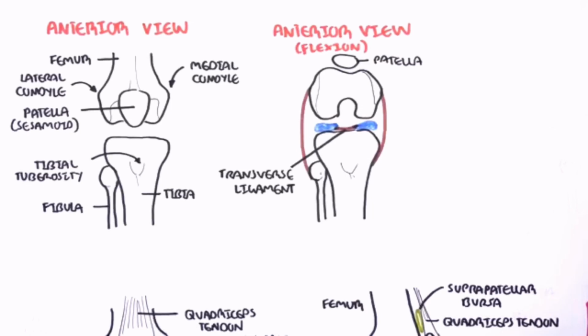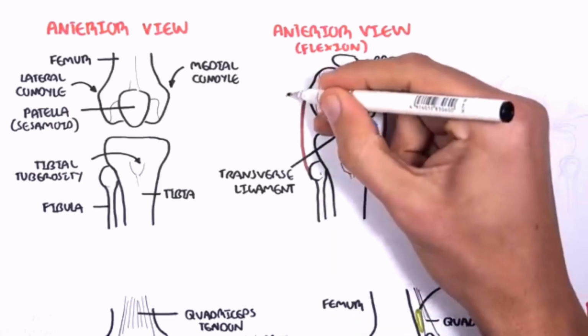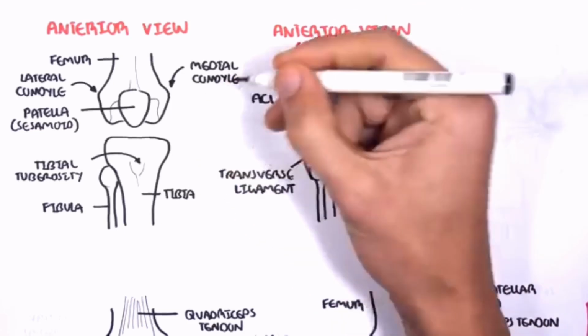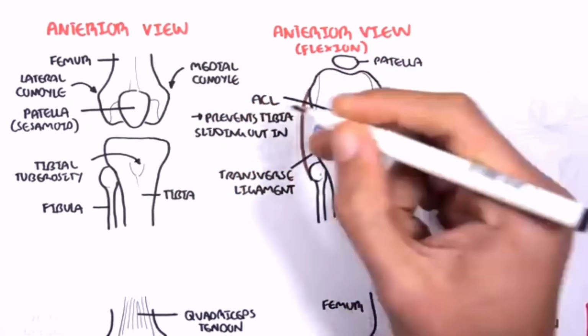Inside the knee joint, essentially we have two important ligaments: the anterior cruciate ligament, ACL, and the posterior cruciate ligament, PCL. Remember this. They are named as to where they attach onto the tibia bone. So the ACL is a ligament which runs from the back of the femur and attaches to the front of the tibia, front as in anterior, hence anterior cruciate ligament. The ACL prevents the tibia from sliding out in front of the femur.